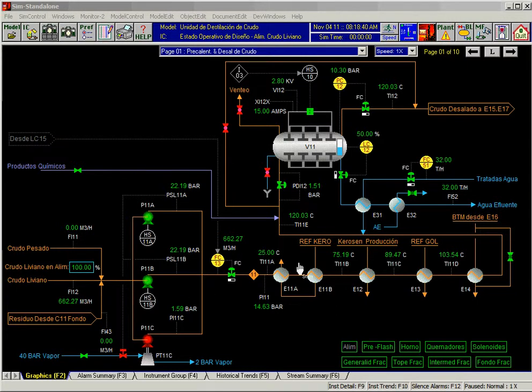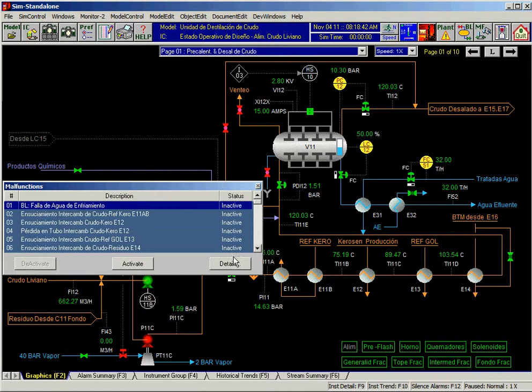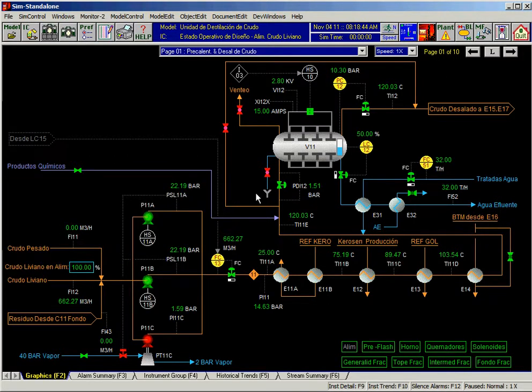Everything is in English, but key text, malfunctions, and battery limits, etc., are in a local language. This way, people who use it need not know English.